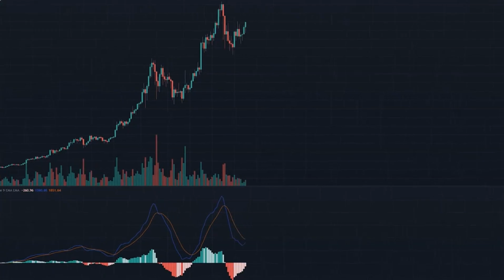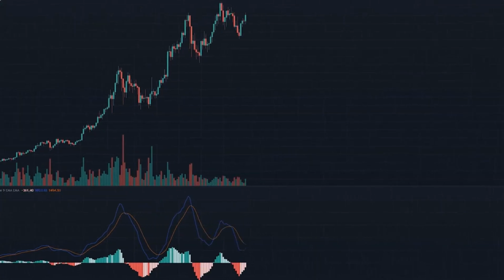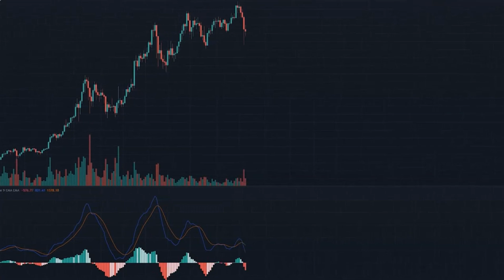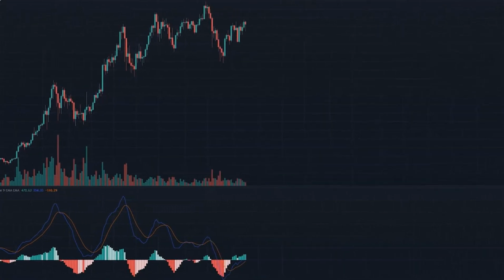I just revealed to you how the MACD, 200-day moving average, and using support and resistance levels gives an extremely high win rate with this strategy.